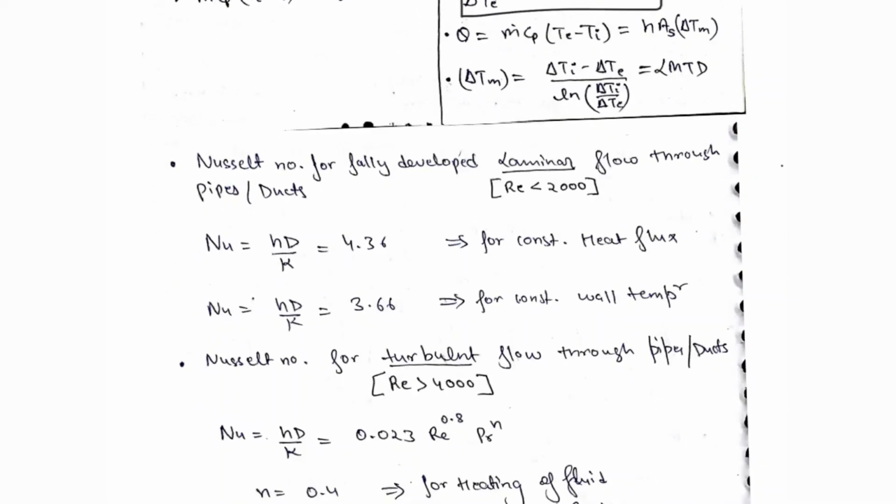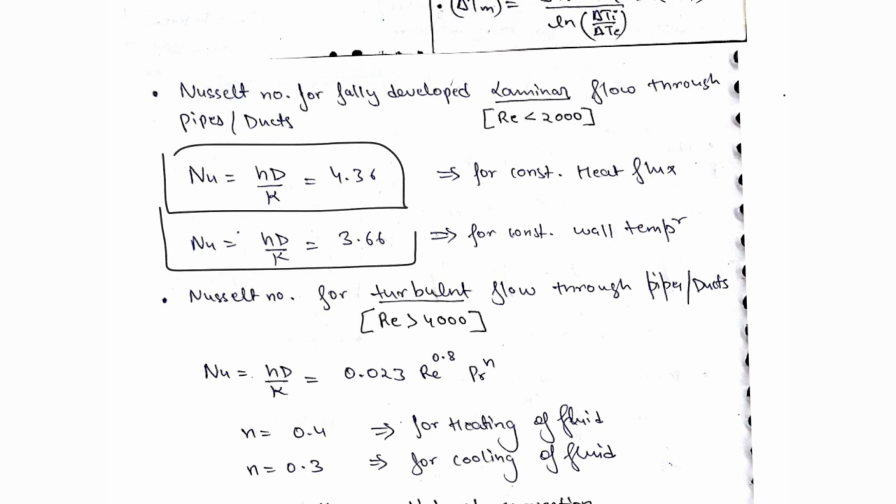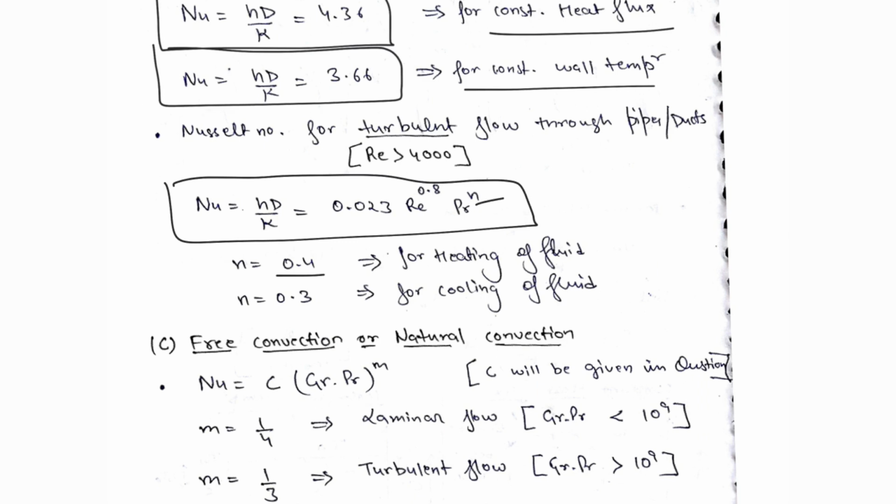Okay, then the Nusselt number for a fully developed laminar flow through pipes or ducts, these values are constant and you must remember this. Nusselt number is 4.36 for constant heat flux and 3.66 for constant wall temperature. If the Reynolds number of the flow is greater than 4000 inside the pipe, then we will call it a turbulent flow. And for the turbulent flow, the formula is this, and this you rarely require. Okay, and the value of n here is 0.4 and 0.3.